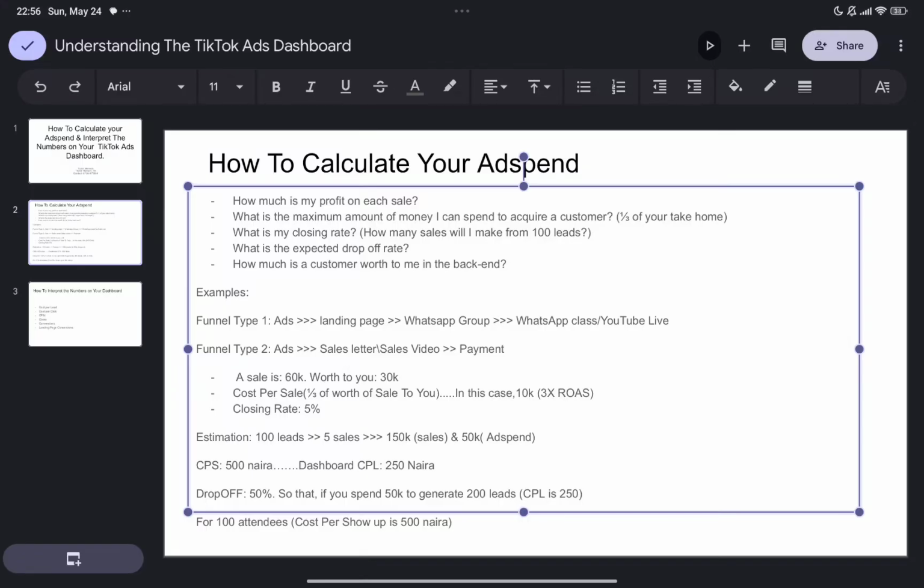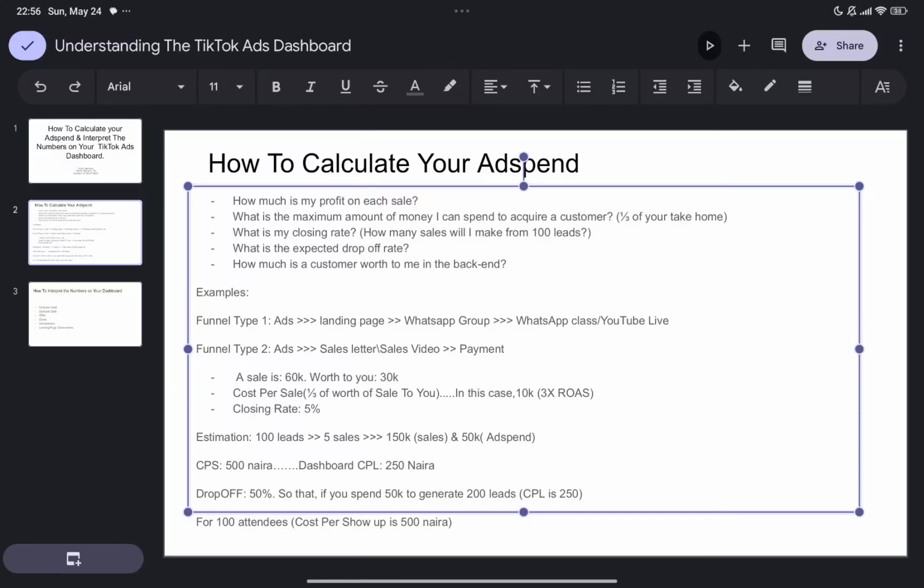And that means on each 10,000 naira you spend, you are making 3x of that money back. So if you put 10,000 into the ads, you are making 3x back. This is just an estimate. Mind you, we are doing this estimate backward to calculate how much your ad spend should be.